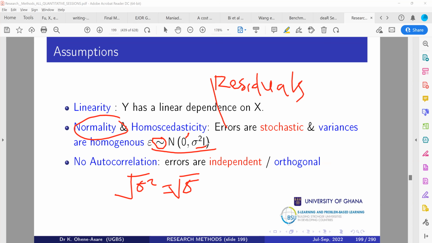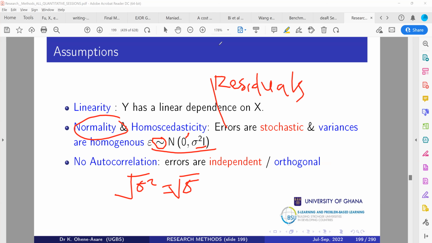Now, the rule is that for a regression to work, the errors must be normally distributed and the variances must be constant. That's what we mean by homoscedasticity. The variances must be constant. So there must be constant variance, not non-constant variance. If these are not met, the regression will not work properly. You don't get it, raise your hand. This is a technical thing.